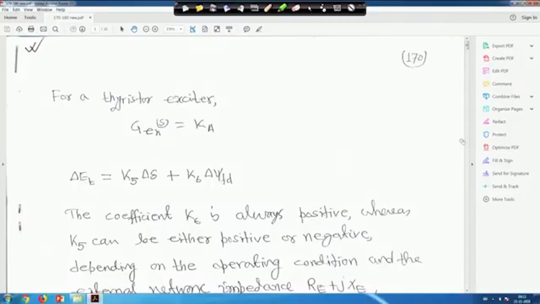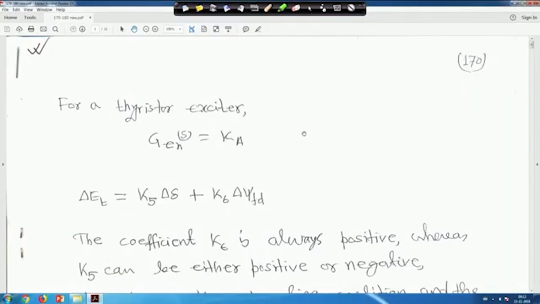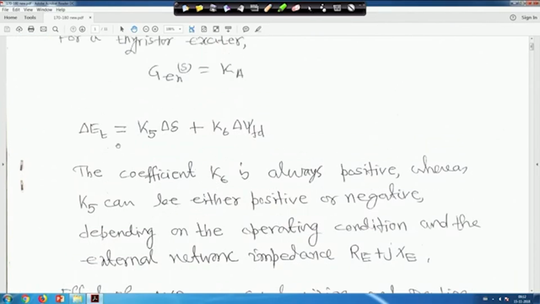So, for the thyristor exciter system, we will simply represent it as G X, where S is actually the Laplace variable, but we will take a simple gain, right, and we will not consider the different versions of exciters, because then things will become a little bit complicated, right. So, we have seen that delta E t is equal to k 5 delta delta plus k 6 delta psi f d, that we have already derived, right.